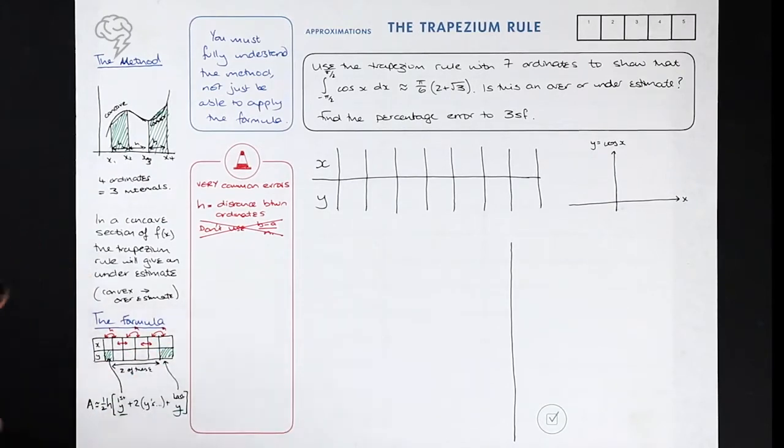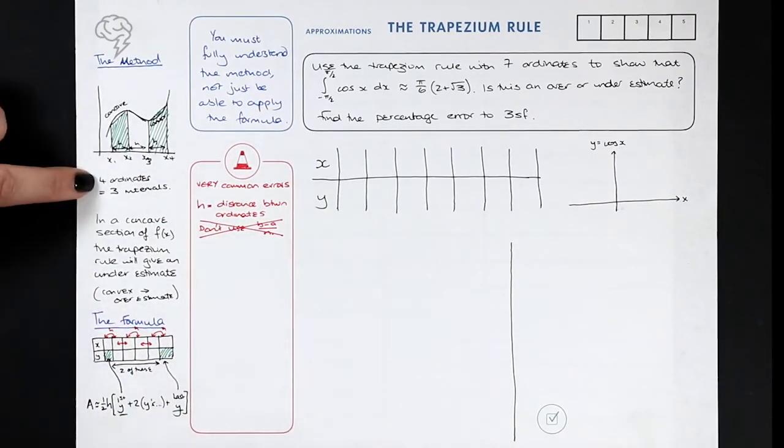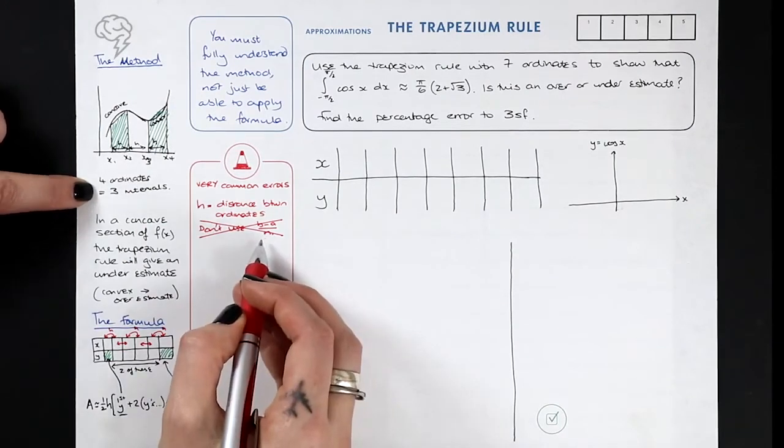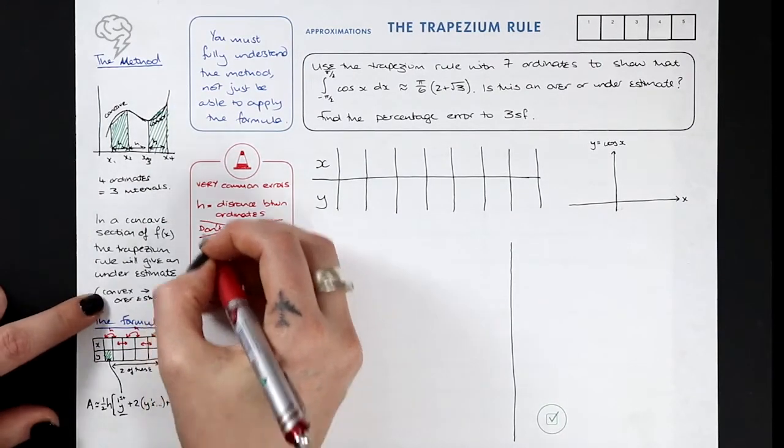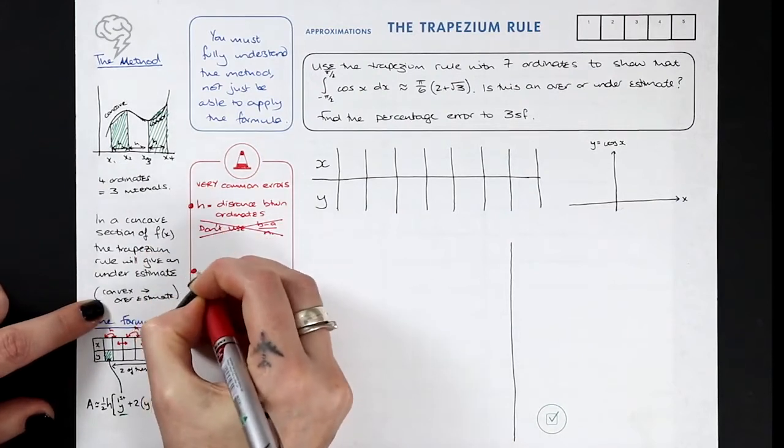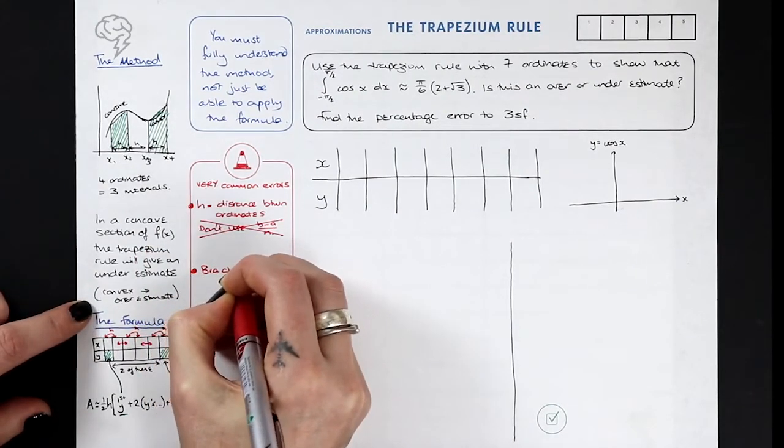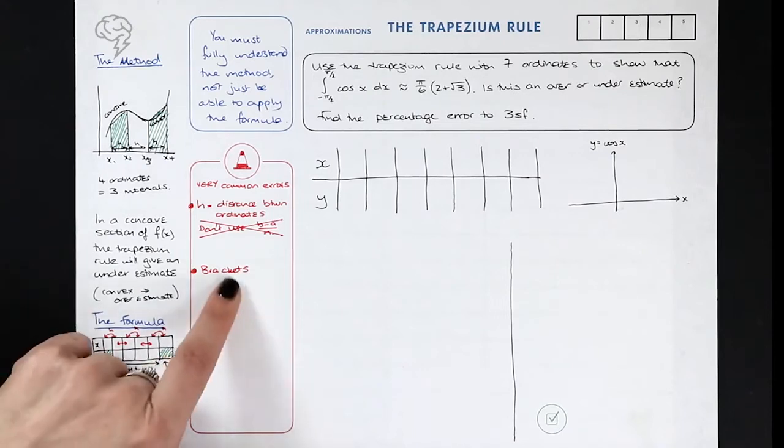Right, next very common mistake is mixing up ordinates and intervals, which is kind of the same thing as this. The next thing is brackets. I'm doing these all in red because I'm very angry because I spent the whole of yesterday marking people down because they were doing these things.